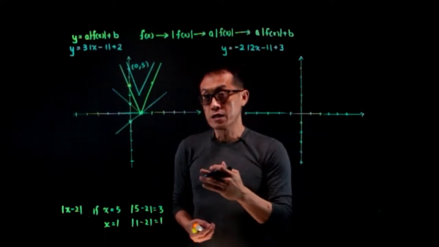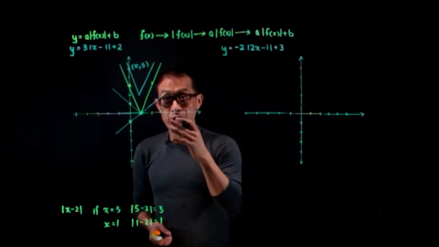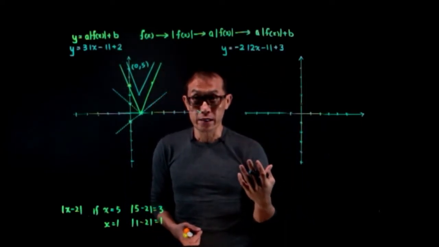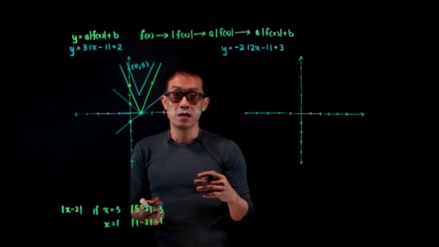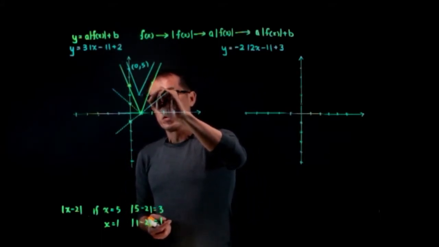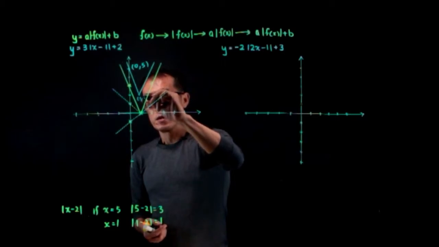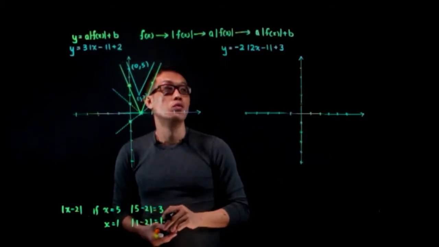Now when the question asks you to sketch the modulus graph, you have to give the x-intercept and the y-intercept, as well as the coordinate of the vertex. So what is the coordinate of this vertex? Is 1, 2. Alright, so 1, 2.